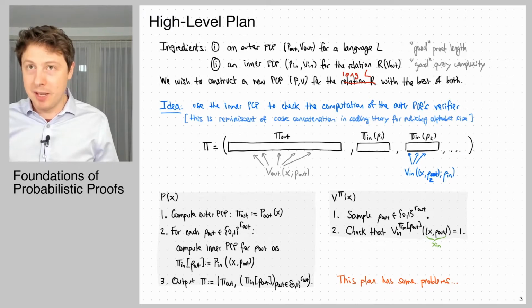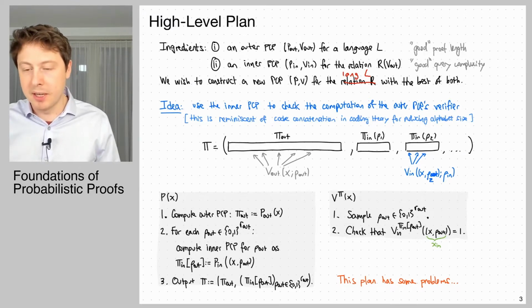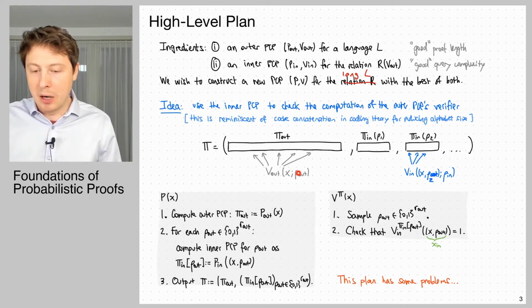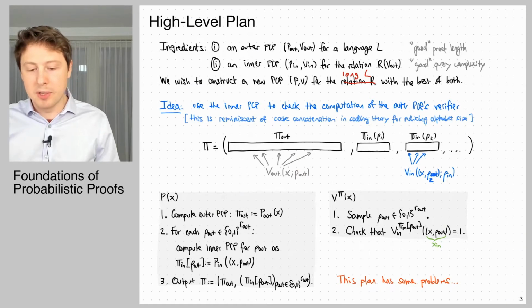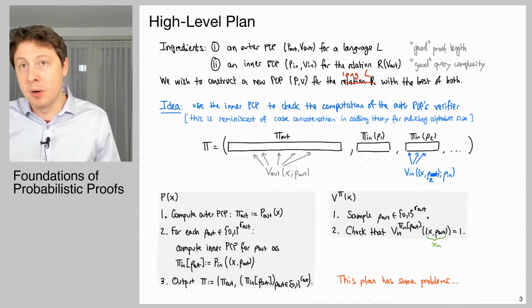We have an outer PCP. We are okay with the proof length. So here it is, we write it down. We're not okay with its query complexity. So we're not going to run the outer verifier. And instead, we're going to get some inner PCP whose query complexity we're fine with, but maybe the proof length not so much.